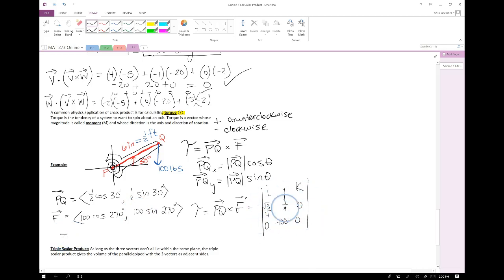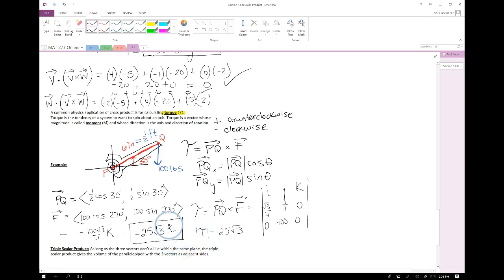If we expand this out, we're going to get 0 minus 0 for the i. We are going to get 0 minus 0 for the j. And then for the k, I'm going to get -100 radical 3 over 4 minus 0 for the k, which is -25 radical 3 k. That is our torque. That is the vector that represents our torque. And it tells us 2 things. Just the magnitude for torque gives us moment, which is 25 radical 3. And you could do the magnitude formula on that to confirm.